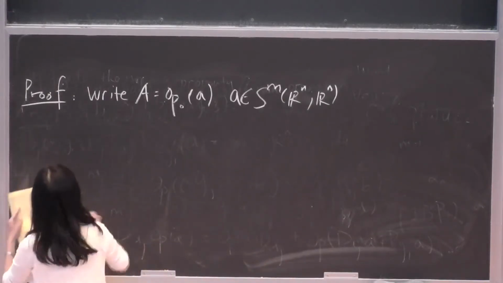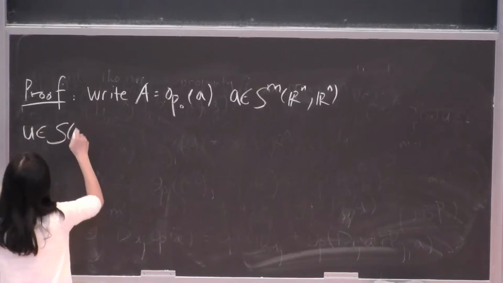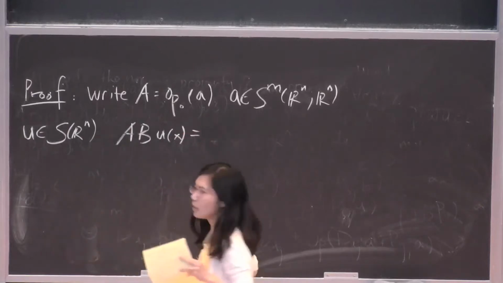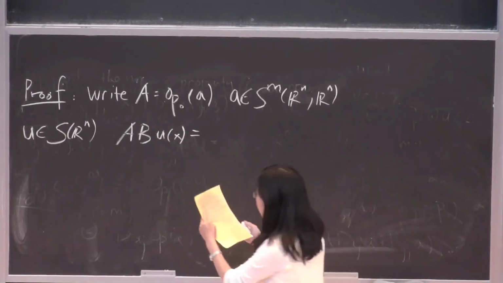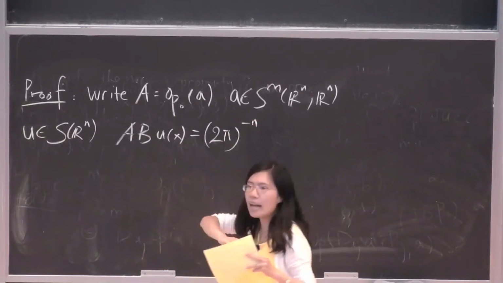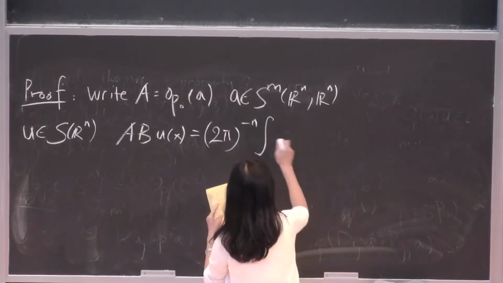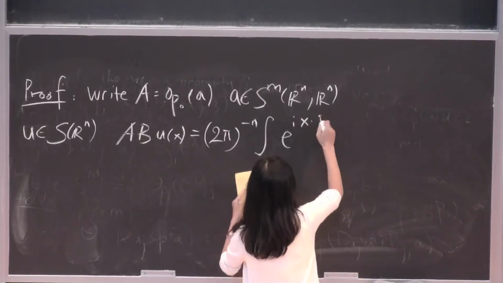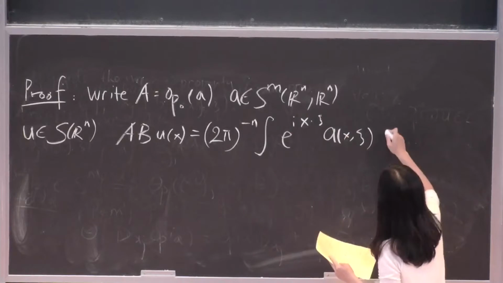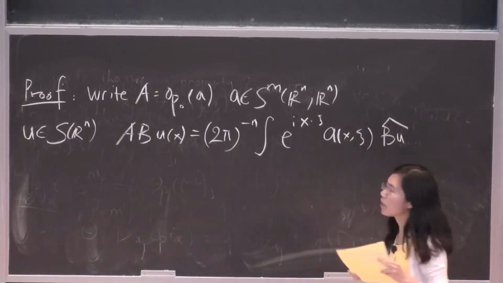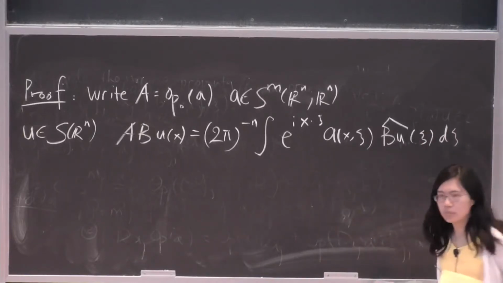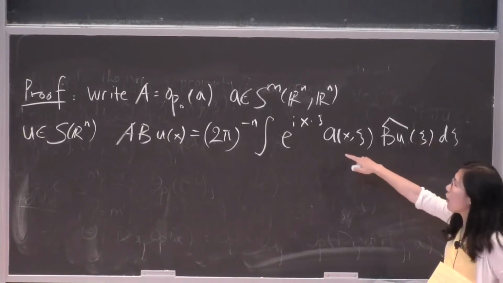Then suppose u is in the Schwartz class. Let me compute this composition on u. How do I write it? I write it as (2π)^{-n}. I'm going to use the quantization of A and leave B there for now. This is written as the integral of e^{ix·ξ} a(x,ξ), because it doesn't depend on y, times the Fourier transform of Bu, where Bu is considered as one function that is being acted on by A at this point. So far I'm just using the definition of Op a here.